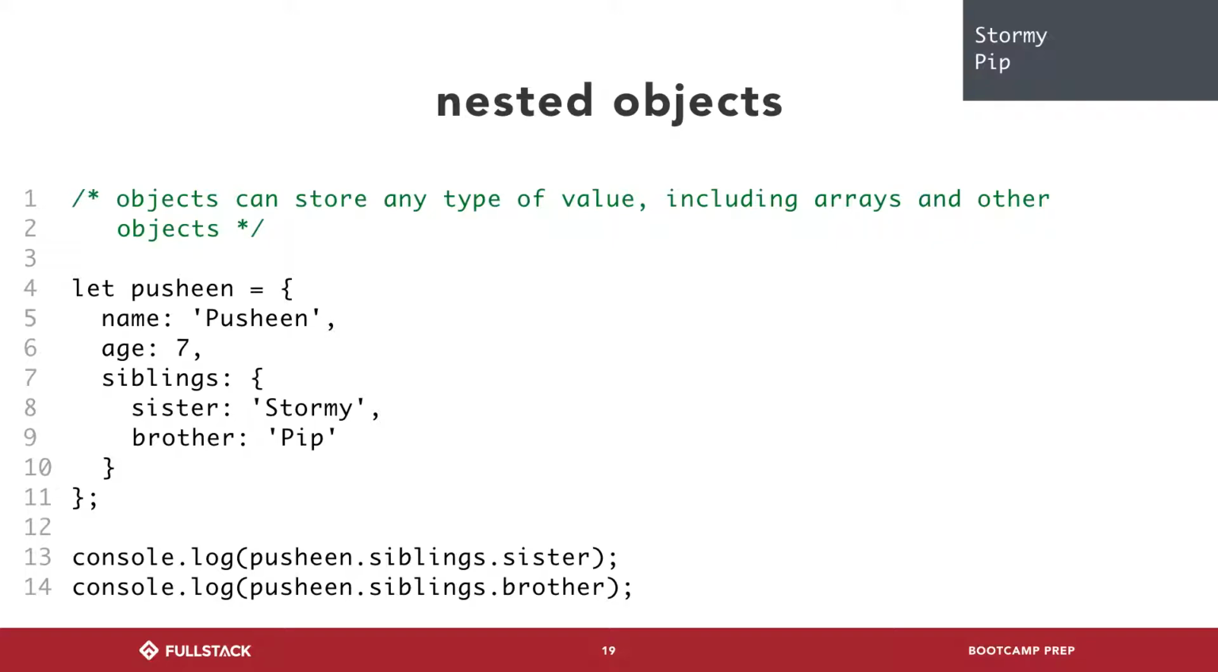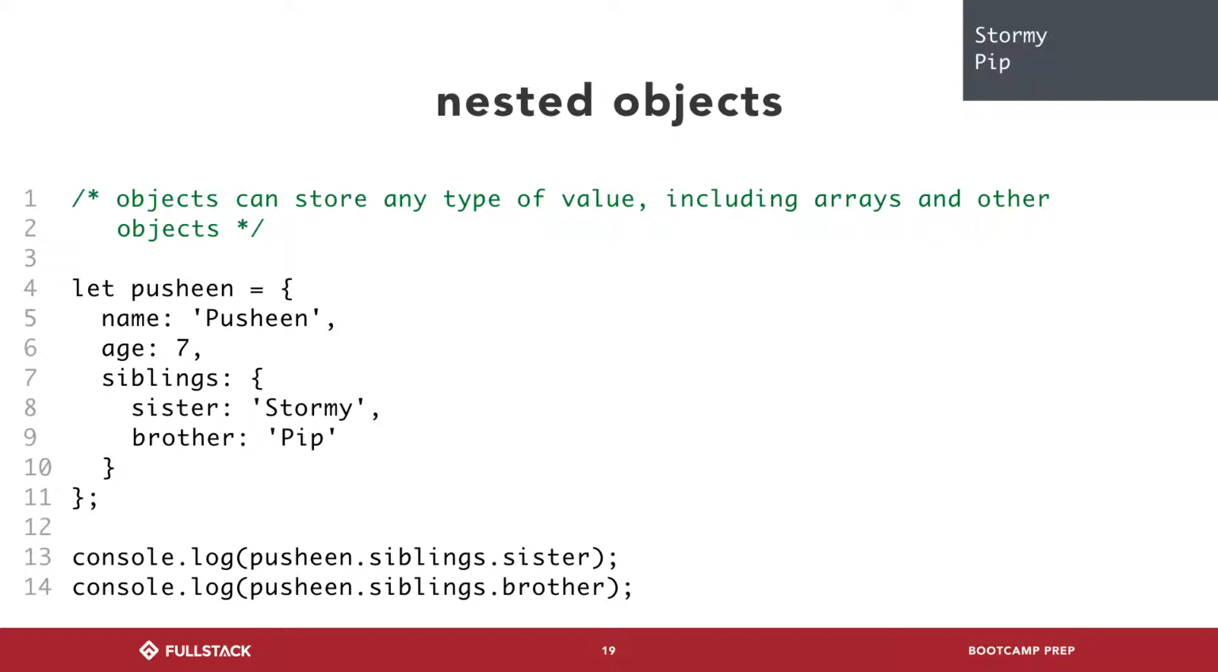Sorry, what? If you were to just do Pusheen.sister, would it find it, or would it just be like that? Yeah, so if you do Pusheen.sister, it will say, okay, great, you want the sister key on Pusheen. It will look and say, nope, the keys are name, age, and siblings. Sister's not a key, so it will give you back undefined.